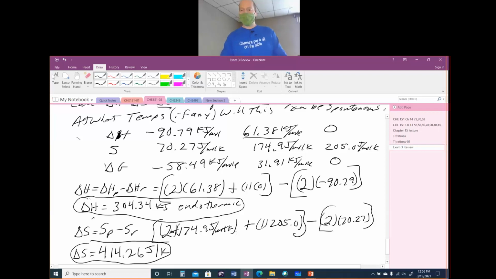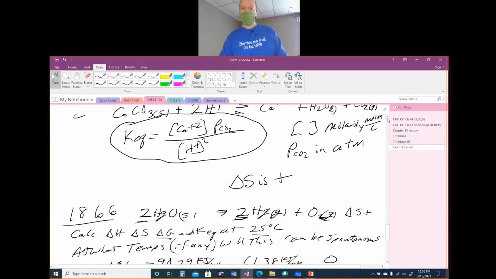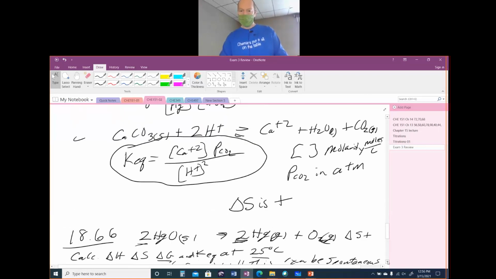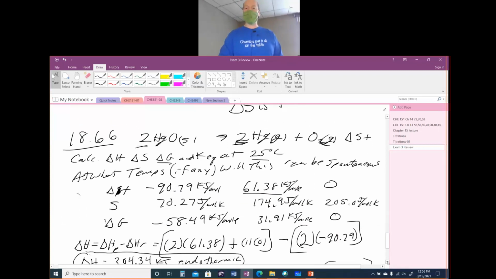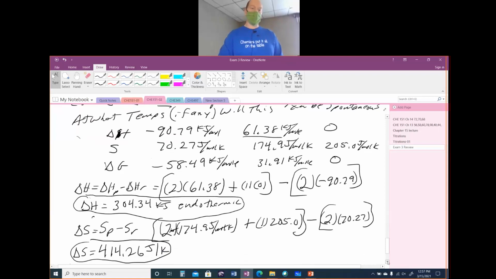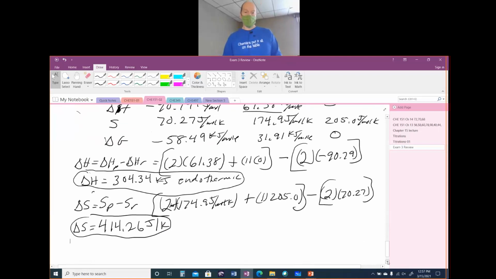All right, and I'm not sure that we predicted that. We should have predicted that first. Oh, we did. All right, so we had a solid going to 2 gases, so we predicted a positive delta S, and that is what we got. So we're going to more gases, more disorder.